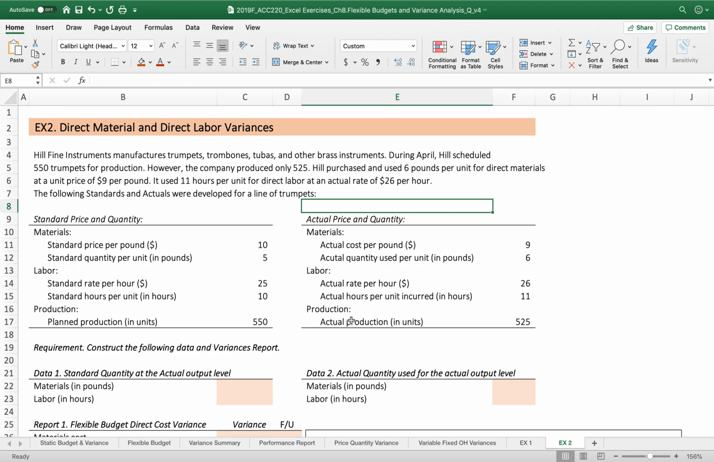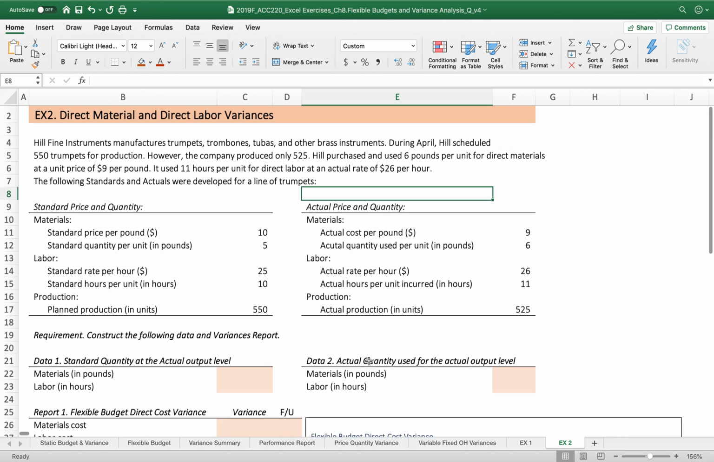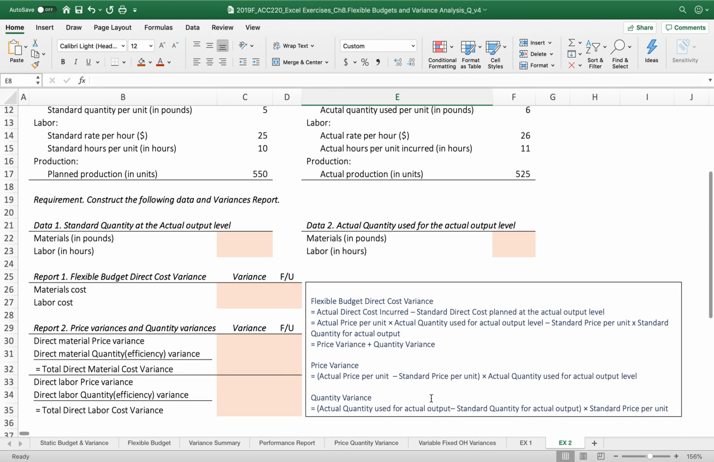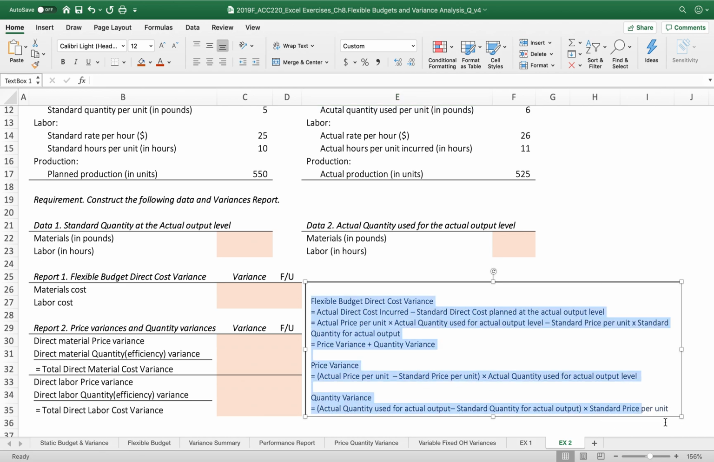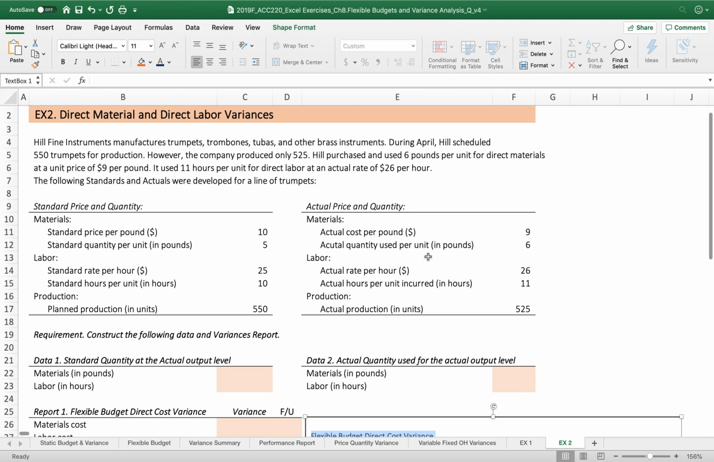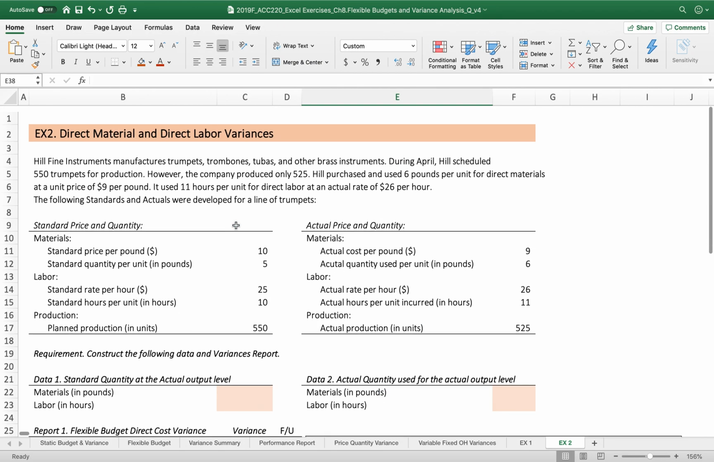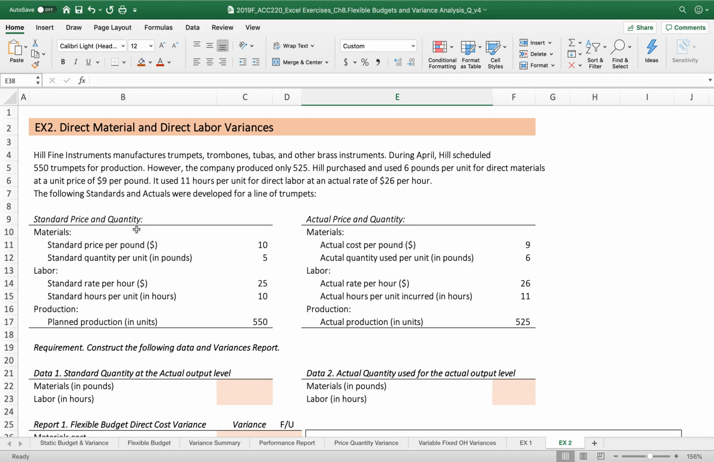Exercise number 2, direct material and direct labor variances. This question is very important and a remarkable example of real life when we create the variances report. And then for the purpose of studying, we want to apply the equations to that case, right? So let's read the question first.